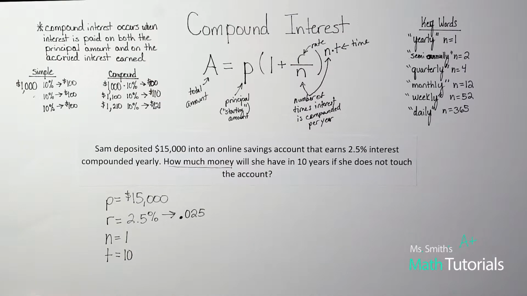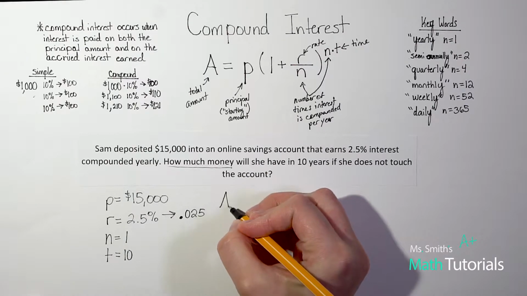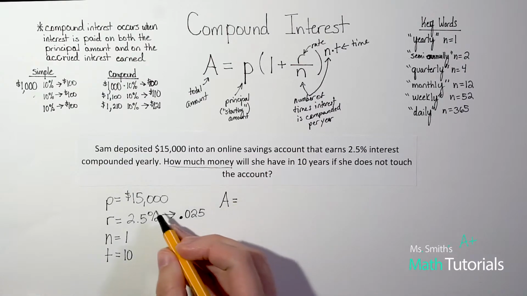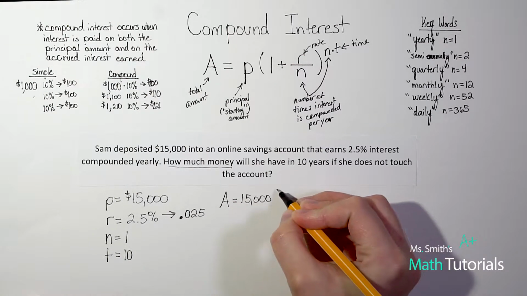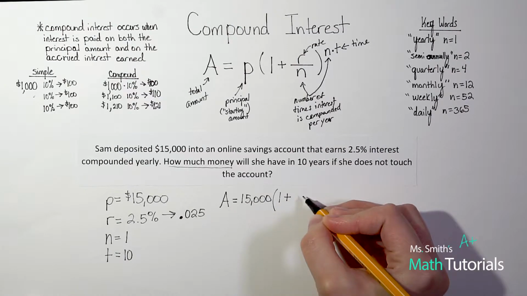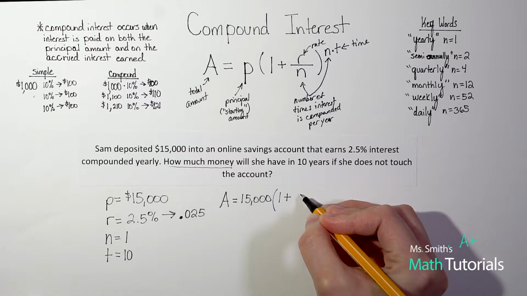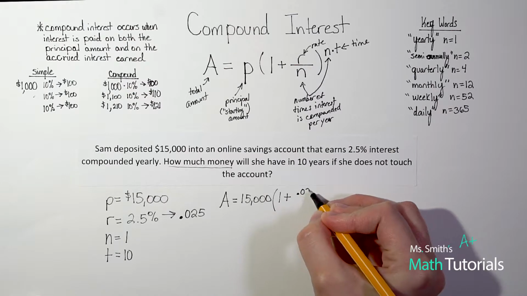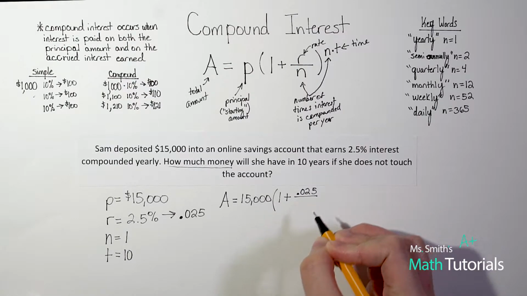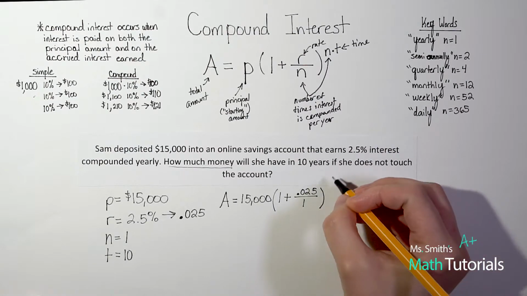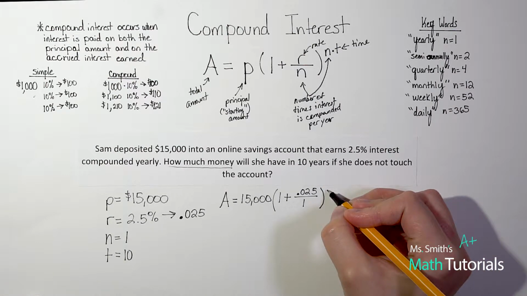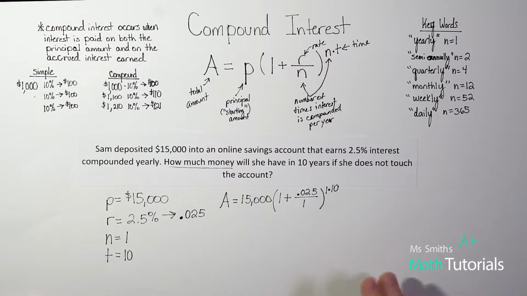So now we just plug it into the formula and see what we get. We're looking for A equals P, which we said was 15,000, times parenthesis 1 plus, and on the top of our fraction goes our R, 0.025, divided by our N, 1. Close that parenthesis to the power of N times T, so 1 times 10.